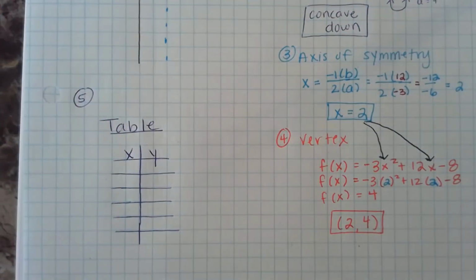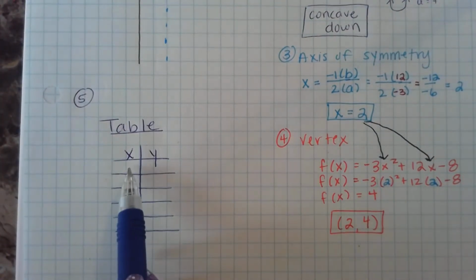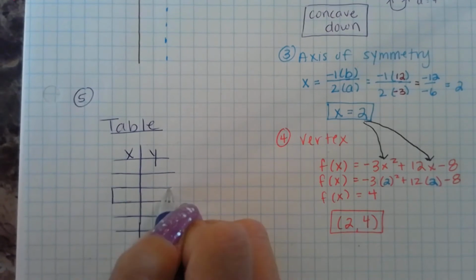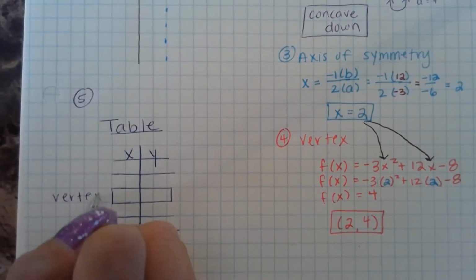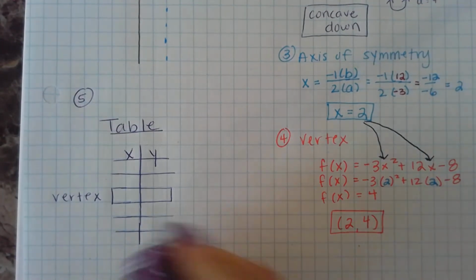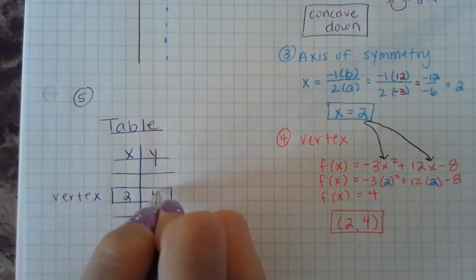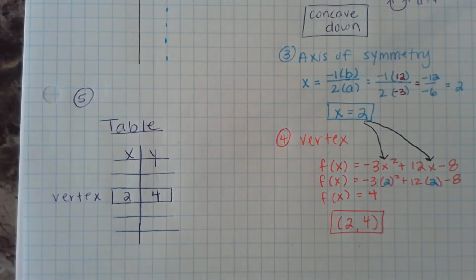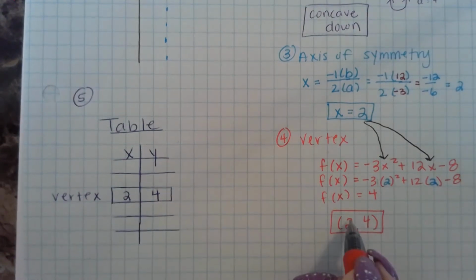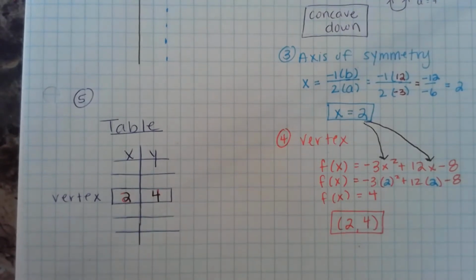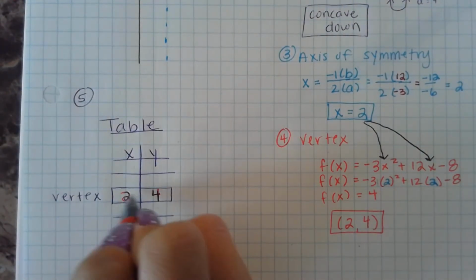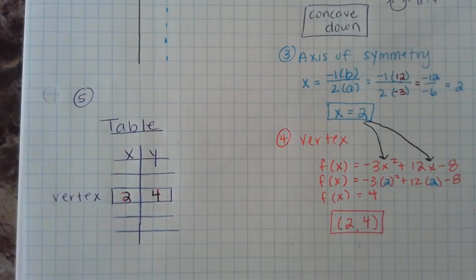Okay, right in the middle, so right here, we're going to write our vertex. And our vertex was 2 and 4. And I'm going to go over that in red because I wrote it in red over here so we know where this came from. 2 and 4. Okay? All right. Anyway, let's keep moving on.